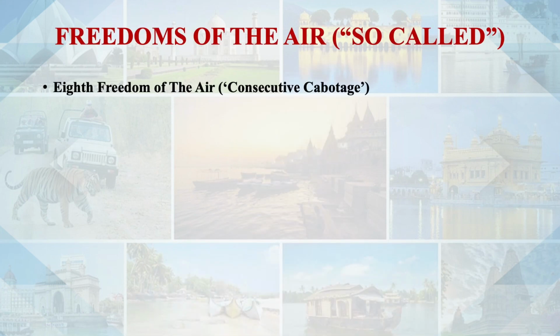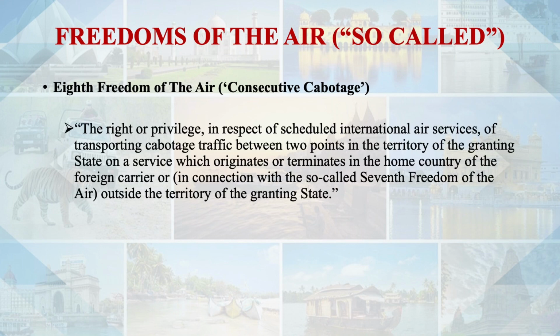So, for example, if India has signed this agreement with another two countries, the airline of India can undertake transport without undertaking transport into India. We can have transportation between those two countries. The eighth freedom of air provides the right or privilege in respect of scheduled international air services for transporting cabotage traffic between two points in the territory of the granting state on a service which originates or terminates in the home country of the foreign carrier outside the territory of the granting state.